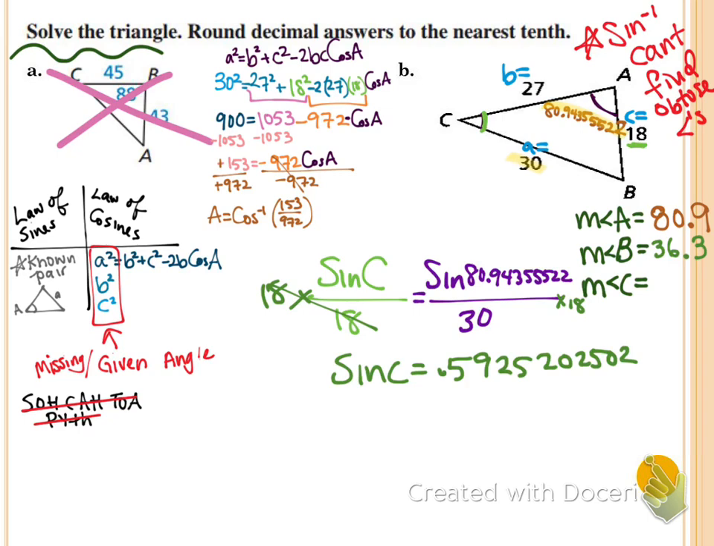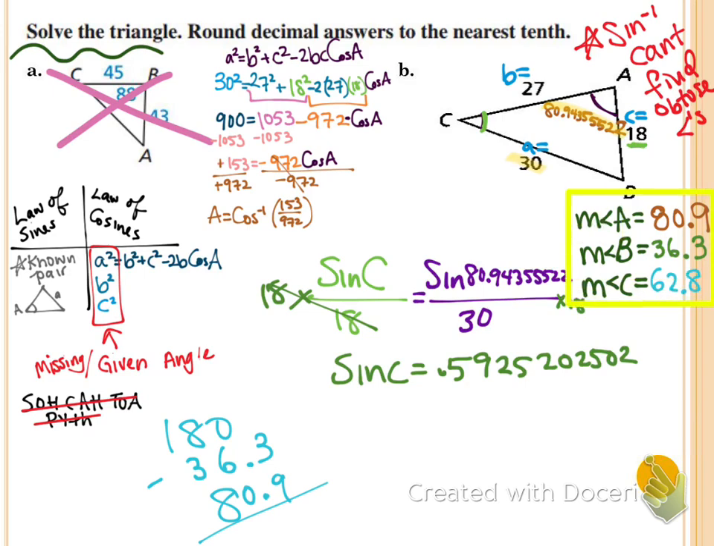At this point, we have two angles in a triangle. We can find the third by adding them and subtracting them from 180. So 180 minus 36.3 and 80.9. Also the nice thing in your calculator, if it's a scientific, you could just type in both instead of adding them and subtracting them. Either way is fine. It does not matter. Either way you get 62.8 degrees.